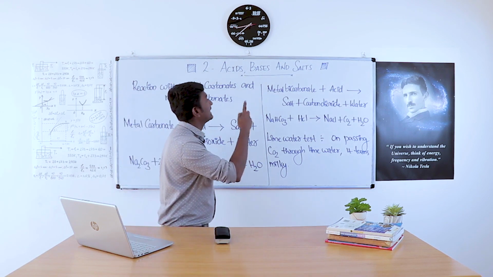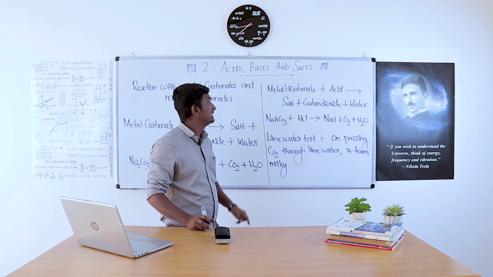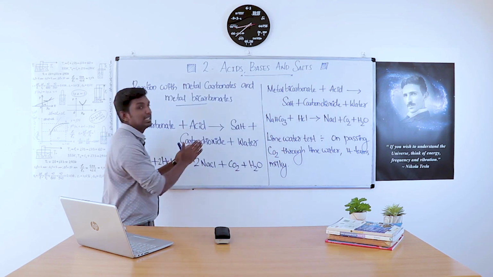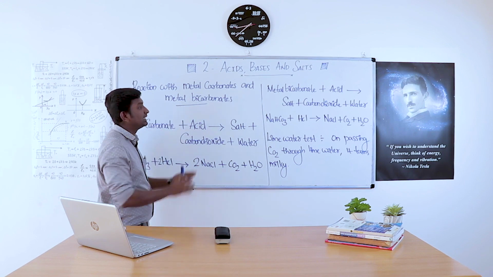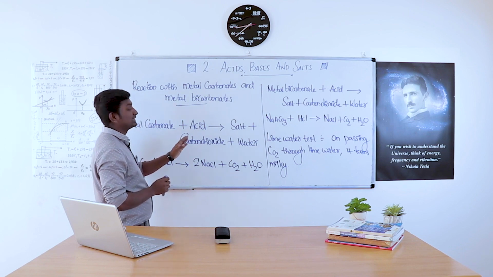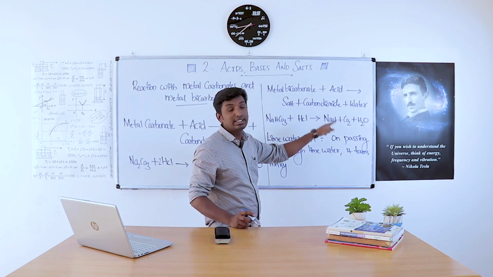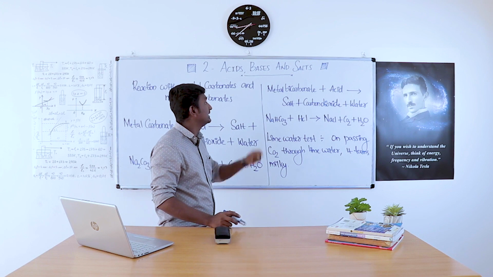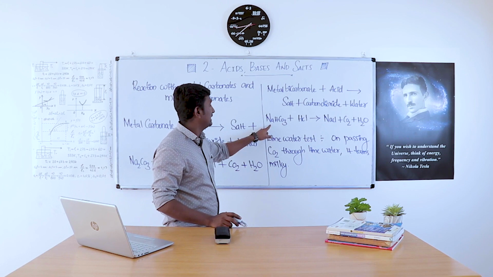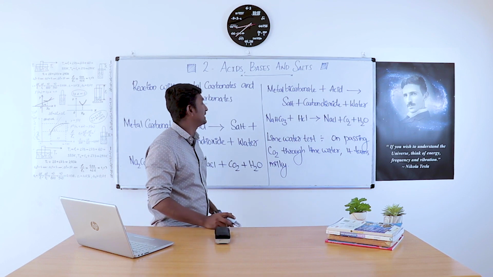Next, when a metal bicarbonate reacts with an acid, it gives salt, carbon dioxide and water. That's the same result as when an acid reacts with a metal carbonate. So metal carbonate plus acid gives salt, carbon dioxide and water, and here also a metal bicarbonate reacts with acid giving the same products. For example, NaHCO3 plus HCl gives NaCl plus CO2 plus H2O.